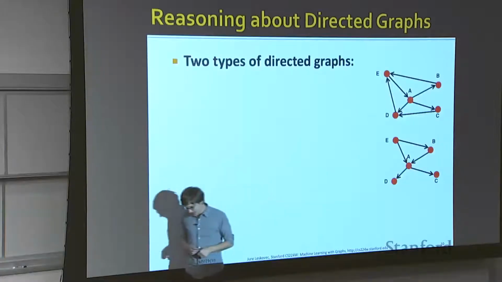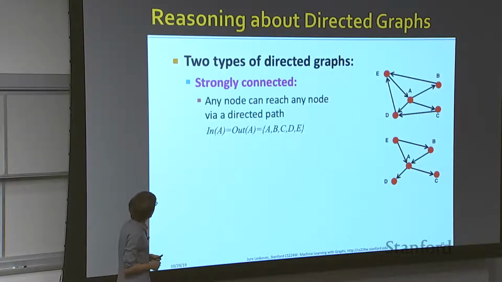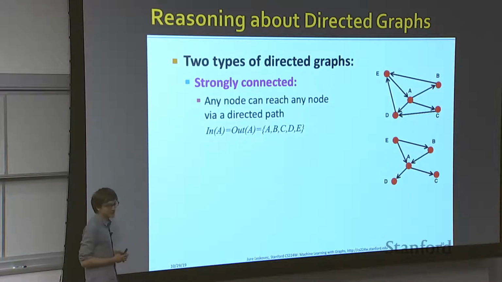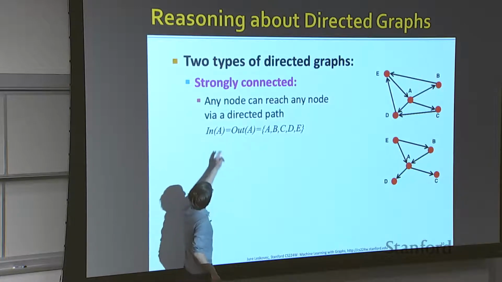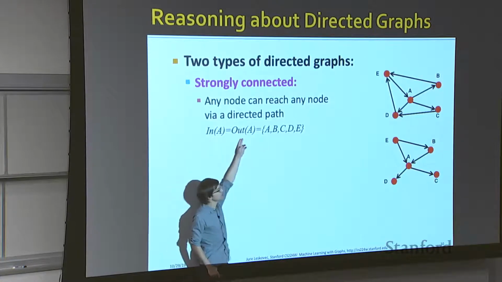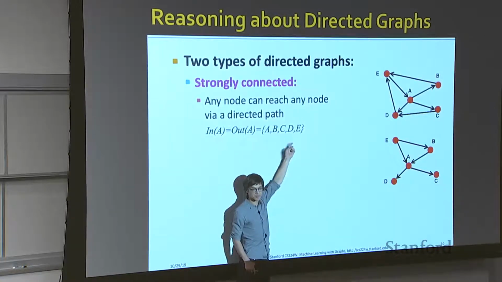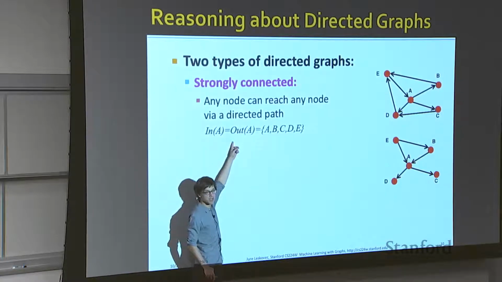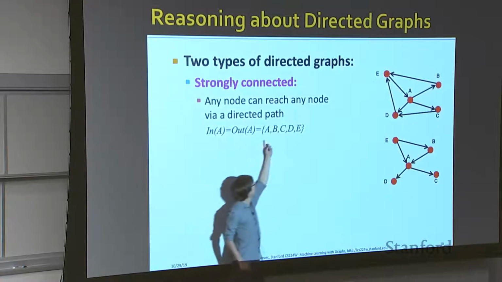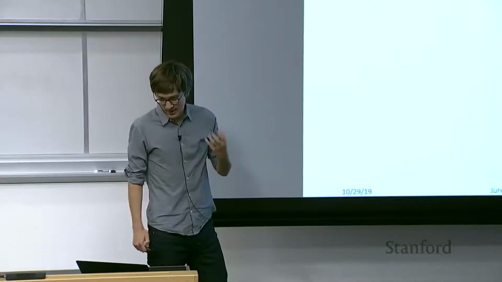The second thing is that there are two types of directed graphs. There are directed graphs that are strongly connected, and we already talked about that, which means that any node can reach any other node. So this means that the in component of a given node is the same as the out component of a given node, and is all the nodes of the network. Right? If I can reach everyone and everyone can reach me, then in and out will be the same. And because I can reach everyone, this should be everyone. Okay? So that's the strongly connected directed graph.